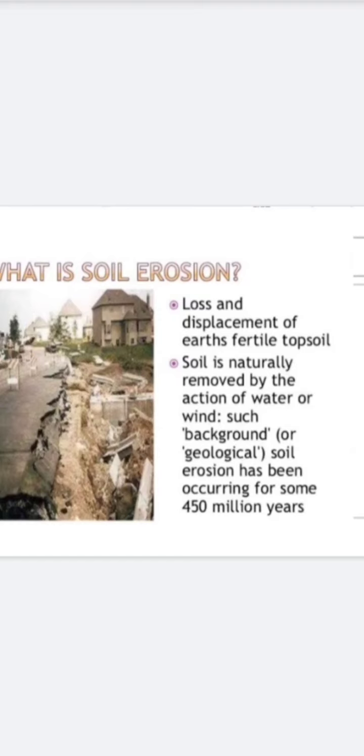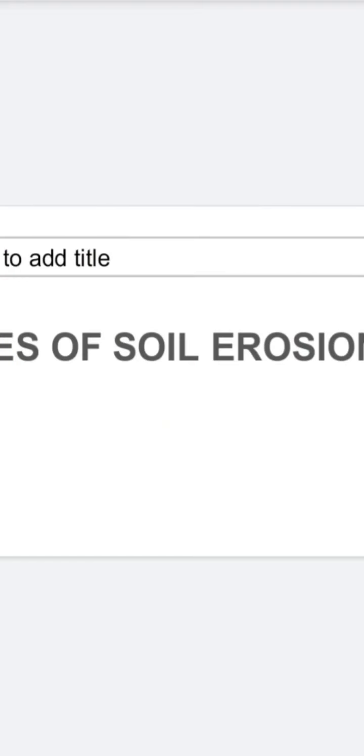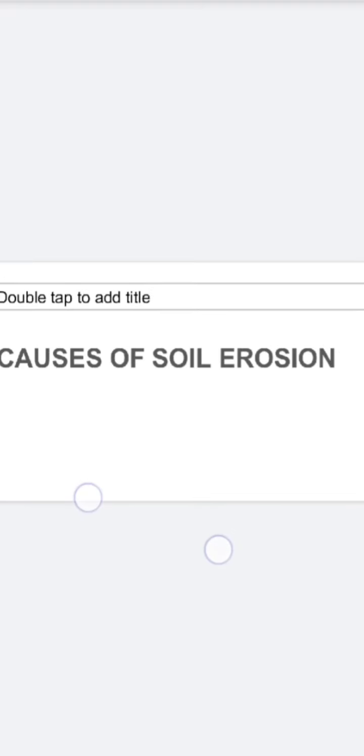Now, what are the causes for the soil erosion? There are various causes for soil erosion. So, the basic causes for soil erosion are floods, deforestation, overgrazing of animals, shifting agriculture, faulty methods of farming, and all these things are the basic causes for soil erosion.